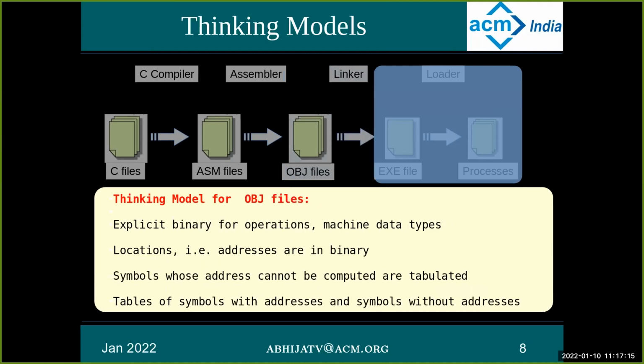In an object file, your operations are not mnemonics, they are explicit binary codes called operation codes, opcodes. There are explicit machine data types. The addresses are in binary. And in particular, in object files, symbols whose addresses cannot be computed are just tabulated as undefined. So you have two kinds of tables, the set of symbols with addresses and symbols without addresses. That is what is there in an object file.